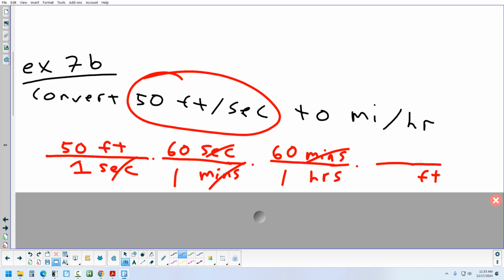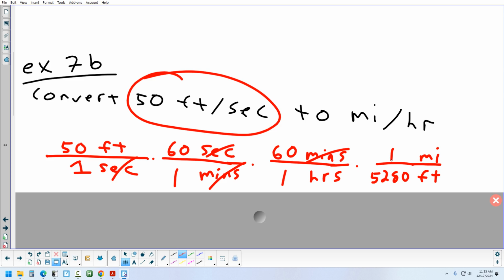I think we should know how many feet are in a mile. That should be a fact we could jump right to. So, how many feet in 1 mile? Does anyone know? 5,280. Yep. So 5,280 feet in 1 mile.